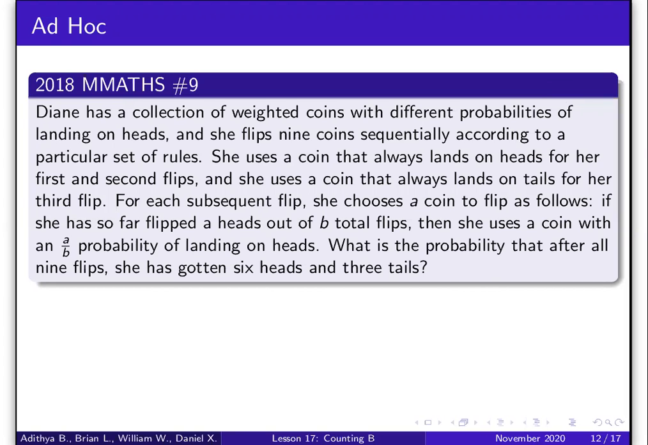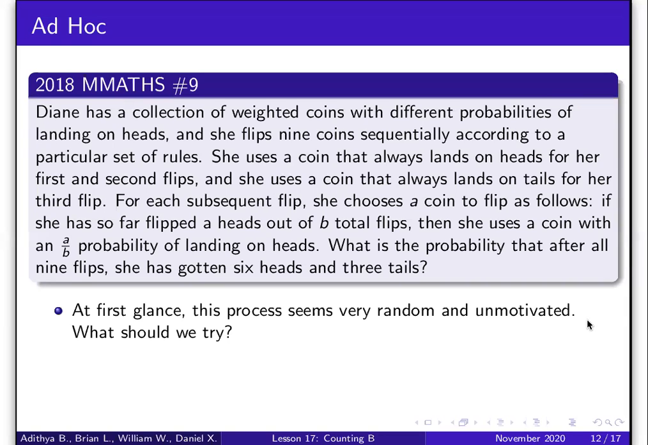So I guess the first thing to note is that this process seems very unmotivated and somewhat contrived. In other words, there's no reason for the next coin to be based on previous flips in such a strange way. So the first thing we should probably try is a few specific cases, not small cases, specific cases, to see what exactly is happening in this question.